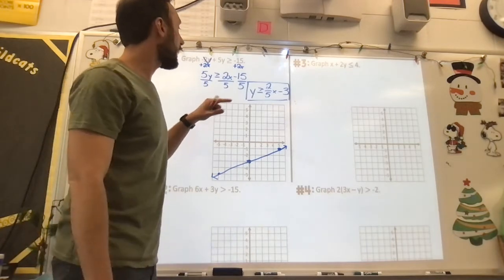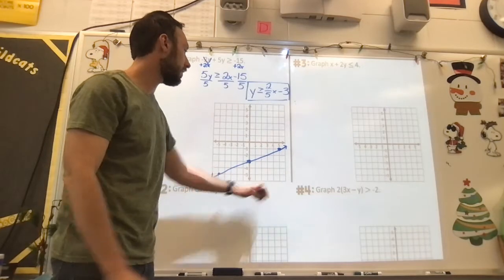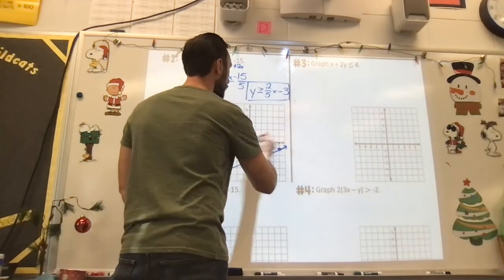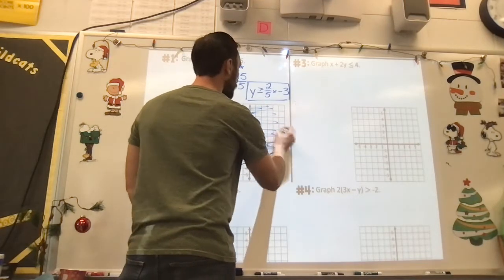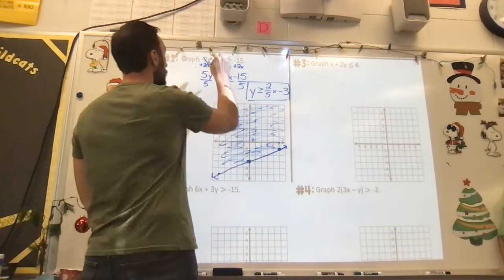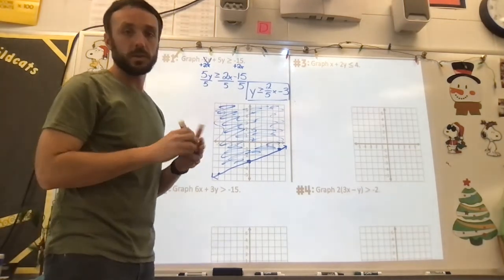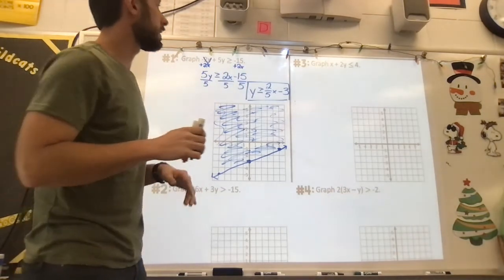And now I need to shade, and because it's greater than, I shade above. If it's less than, I shade below. I would shade up here. So that would be the solution to the inequality negative 2x plus 5y is greater than or equal to negative 15.